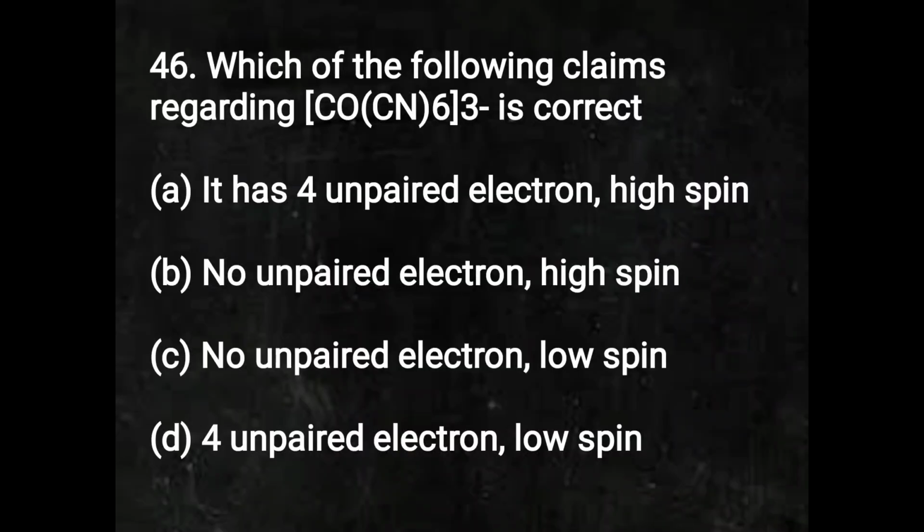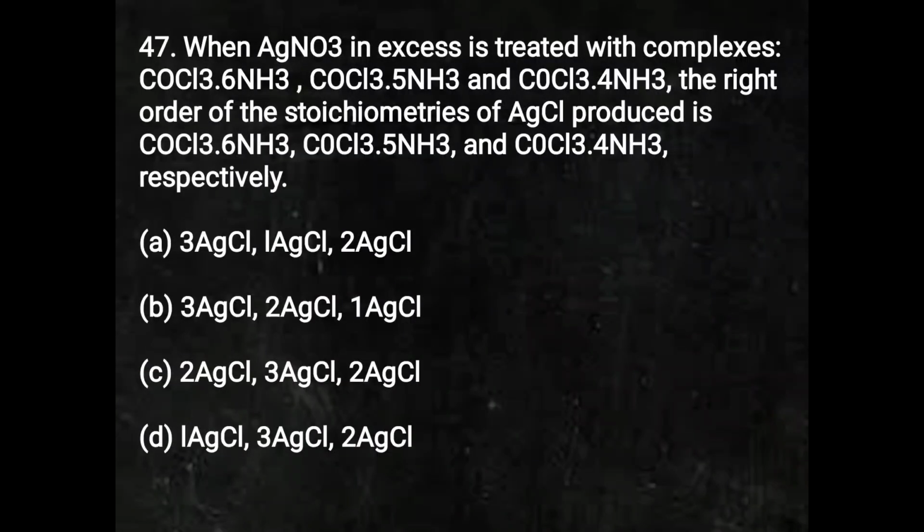Which of the following claims regarding this is correct? Here, no unpaired electron, low spin. When AgNO3 in excess is added to these complexes, the right order of the stoichiometry of AgCl produced in these compounds is... Option B is the correct option.